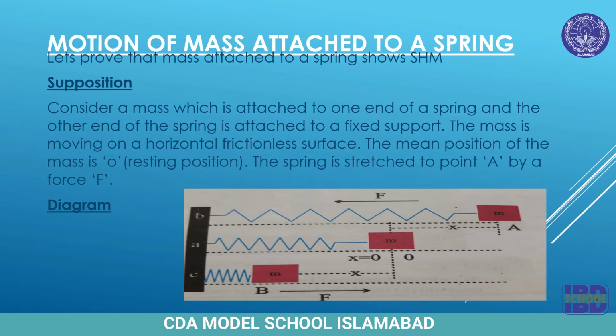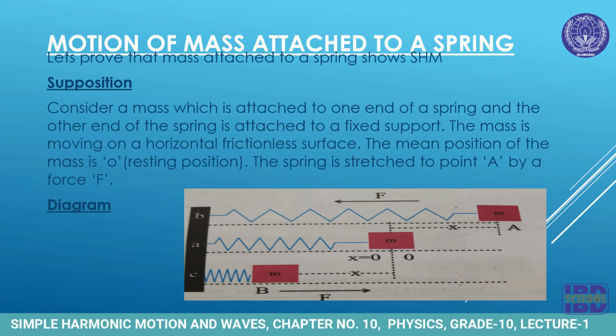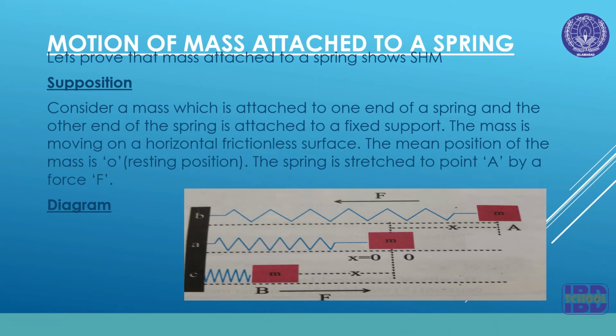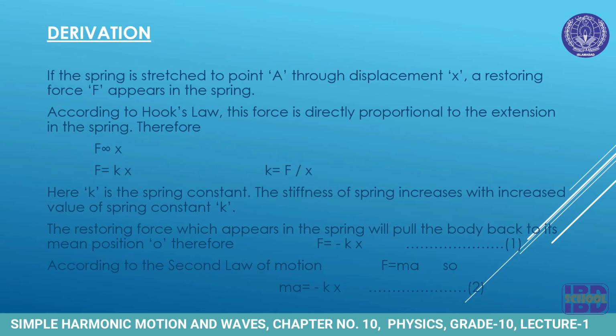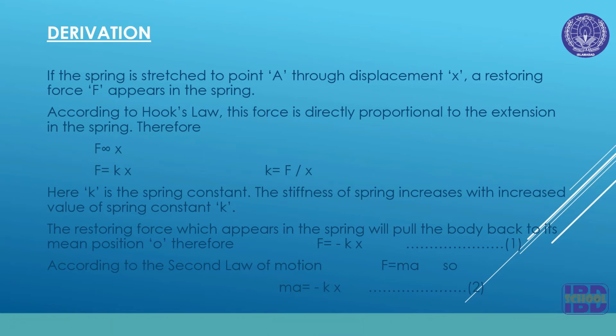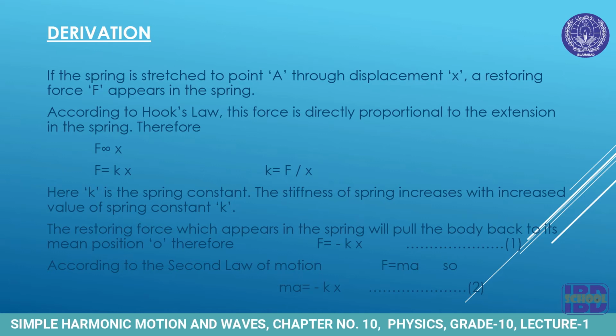The mean position of the mass is O, which is the resting position. The spring is stretched to point A by a force F. Look at the diagram. We are discussing the first figure, which is indicated as A. Now let's see the derivation. If the spring is stretched to point A through displacement x, a restoring force F appears in the spring.